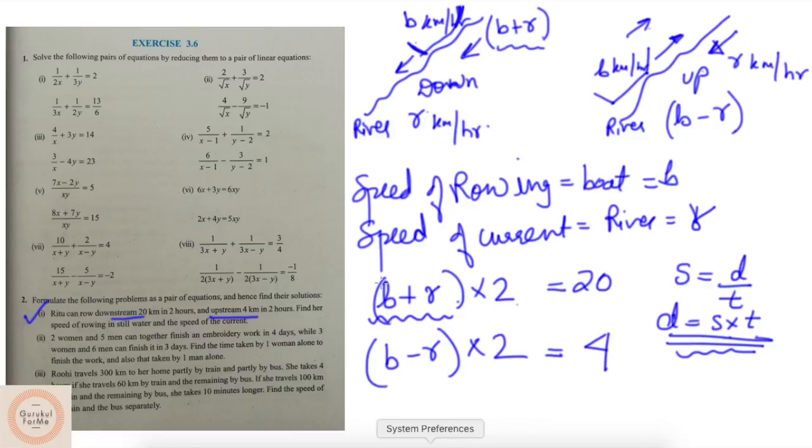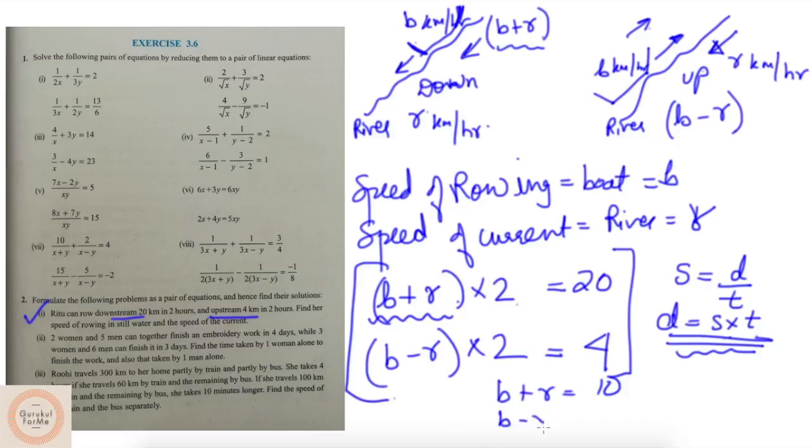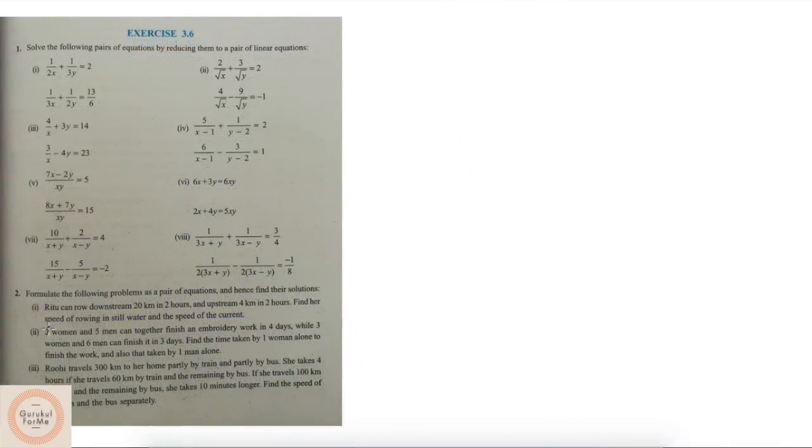You can solve both these equations and get the answer. For example, b plus r is equal to 10, because 2 goes on this side, and b minus r is equal to 2. If I solve both the equations and cancel r, I get 2b is equal to 12, which means b is equal to 6. Which means the speed of the boat is 6. And you substitute the boat speed in one of the equations and you will get the speed of the river. Perfect. Let's look at question number 2 now.